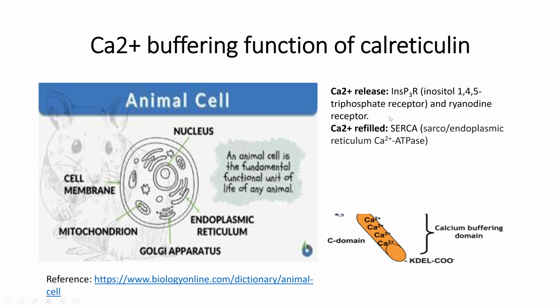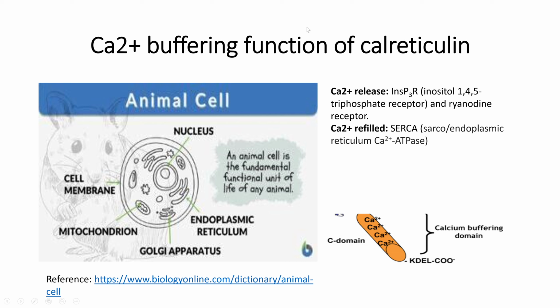Whenever there is a fluctuation in the Ca2+ level within the endoplasmic reticulum or within the cell, these receptors get activated. The signal for that fluctuation reaches the endoplasmic reticulum, and it further activates or directs these receptors to release Ca2+ from calreticulin and the other proteins that hold Ca2+ within the endoplasmic reticulum.